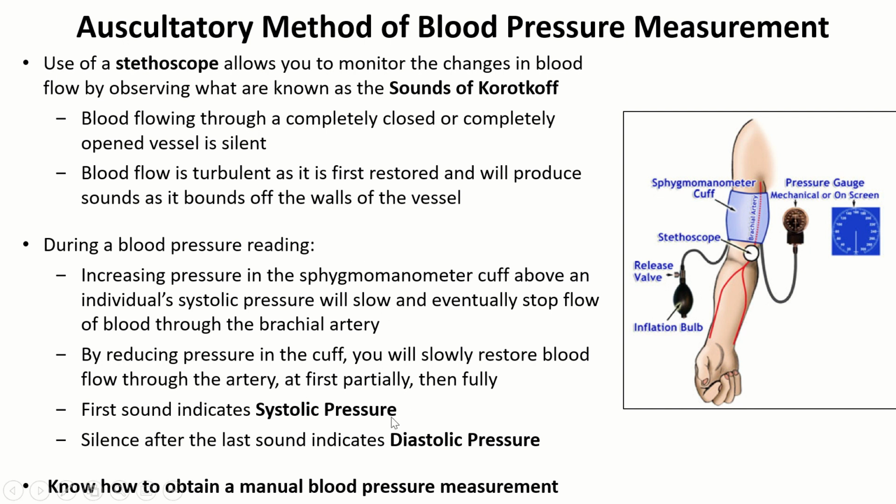The first sound that you hear whenever you've constricted that vessel and begun to release pressure is going to indicate the systolic pressure of blood flow, mimicking the pressure achieved as blood leaves the ventricles during ventricular systole. The silence that you hear after the last sound is going to indicate diastolic pressure, the pressure of blood within vessels during ventricular diastole. You are responsible for knowing how to obtain a manual blood pressure measurement, although you may not be expected to actually obtain these measurements in lab.